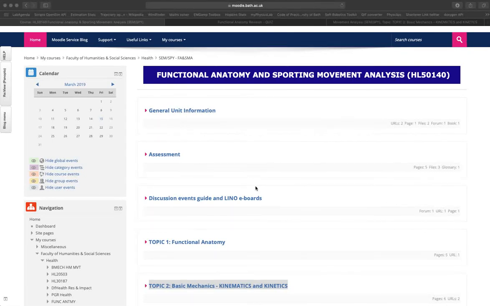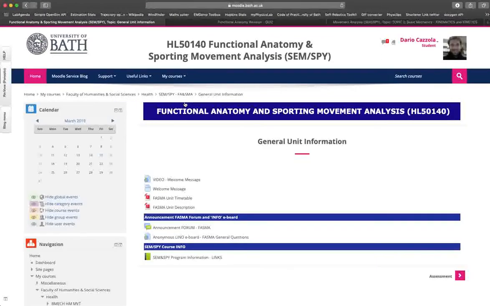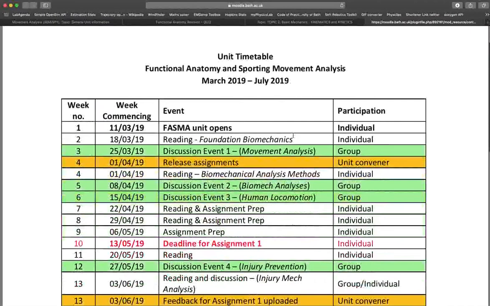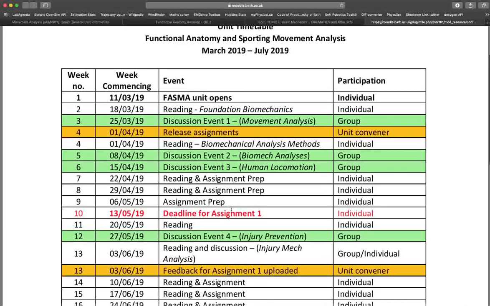And I hope that you had time to familiarize yourself with the Moodle page during the last week. Essentially, I hope that you had time to go through the general unit information, and I'm sure that you have enjoyed the fantastic welcome message I left for you. The important bit is that you had a look at the unit timetable, which is a very important thing to do because you will know when the assignment will take place and what you are supposed to do during the different weeks.